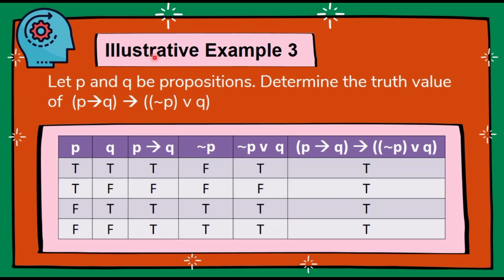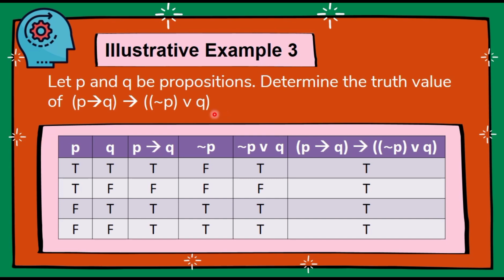Illustrative example number 3. Let P and Q be propositions. Determine the truth value of P implies Q implies negation of P or Q. So what will be our first step? Our first step is to determine the number of truth tables that we need in solving the entire proposition.